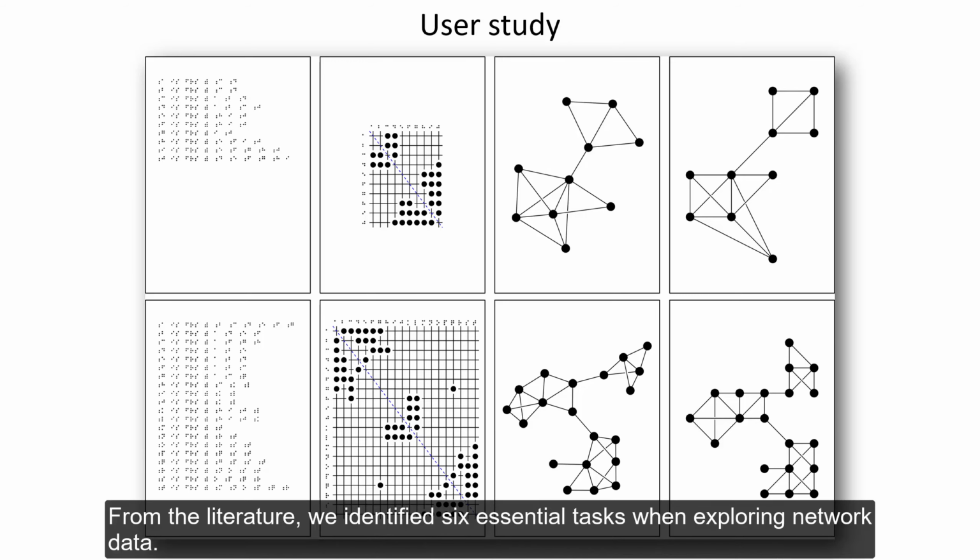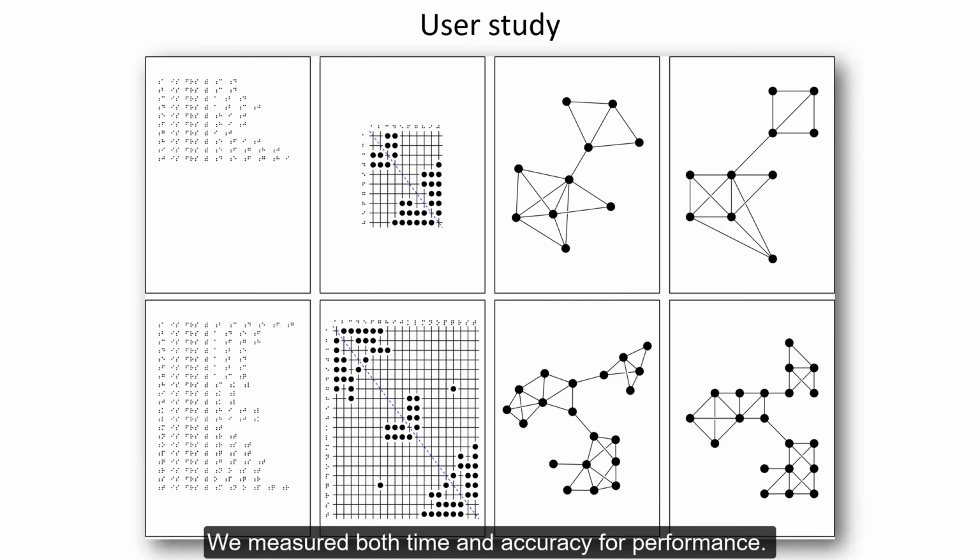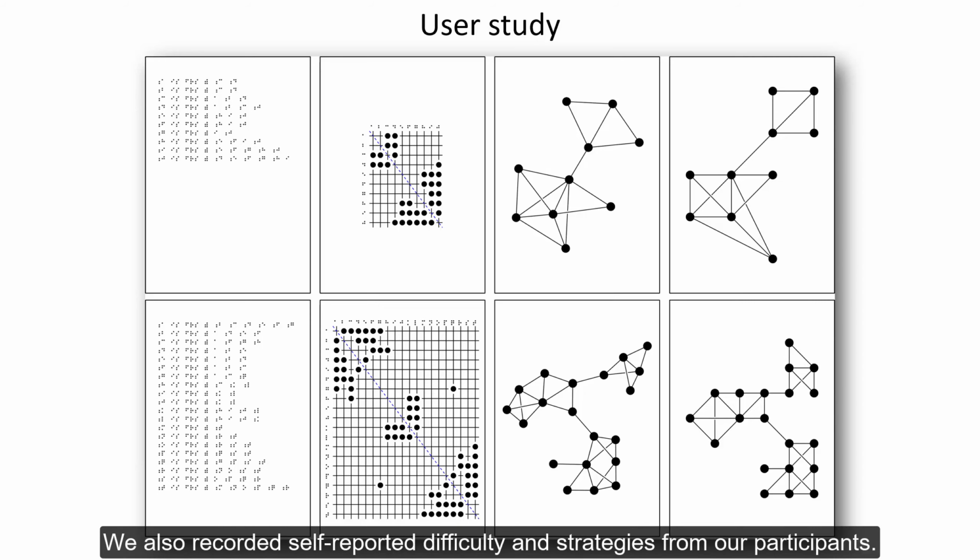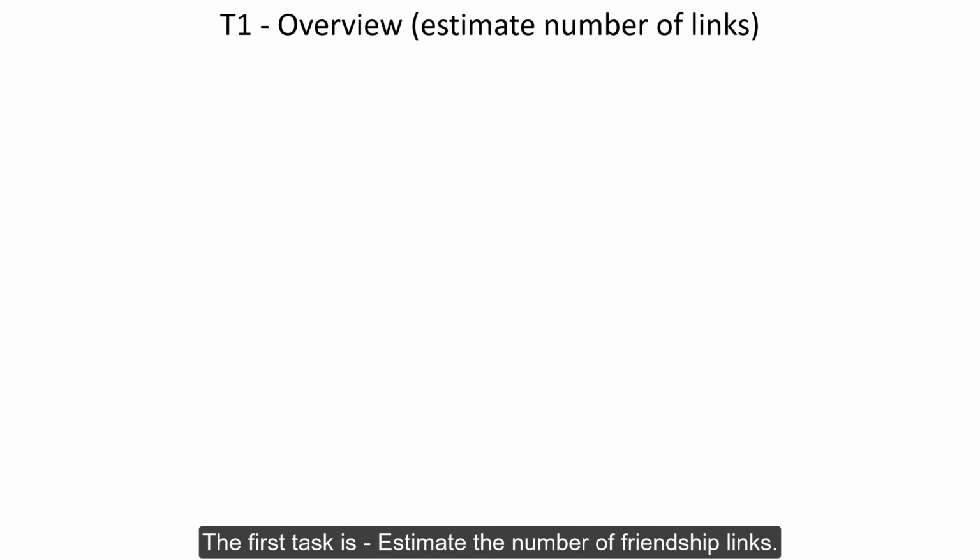From the literature, we identified 6 essential tasks for exploring network data. We measured both time and accuracy for performance. We also recorded self-reported difficulty and strategies from our participants. The first task is to estimate the number of friendship links. This task investigates how different representations help the user to capture an overview of the data.